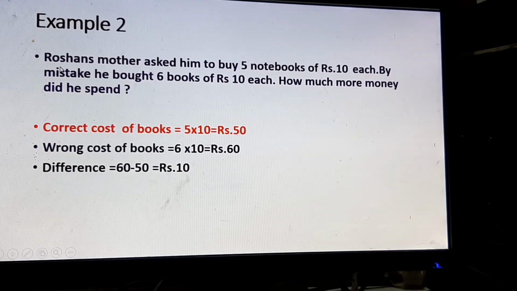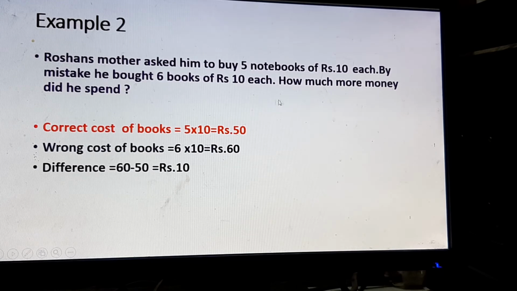Now let us come to a very careless boy. His story. See, Roshan's mother asked him to buy 5 notebooks of rupees 10 each. So Mama is saying buy 5 notebooks. You will get it for rupees 10 each. One notebook is for 10 rupees. By mistake, he bought 6 books. When he went to the market, he said 5, 5, 5, 5, 5, and then suddenly he thought it was 6. He was confused. So he bought 6 books of rupees 10 each. Money is same, cost is same, but he has increased the number of books. He has bought one more, isn't it?